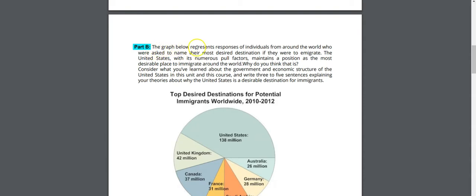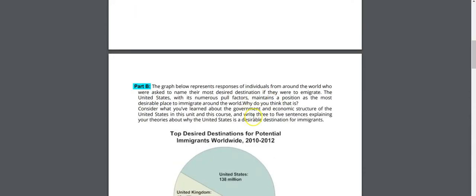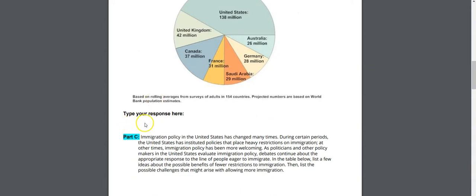Part B says the graph below represents responses of individuals from and around the world who were asked to name their most desired destination if they were to emigrate. The United States, with its numerous pull factors, maintains a position as the most desirable place to migrate around the world. Why do you think that is? So what you need to do here is look at this, analyze, and see that the United States overwhelmingly beats everybody else, including the United Kingdom and Canada, and you need to answer these questions here. Provide a detailed response. Why do you think the U.S. attracts people? Safety, security, jobs, or people running away from bad economies, people running away from wars, among other things.